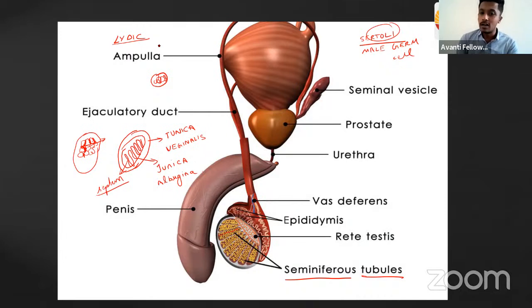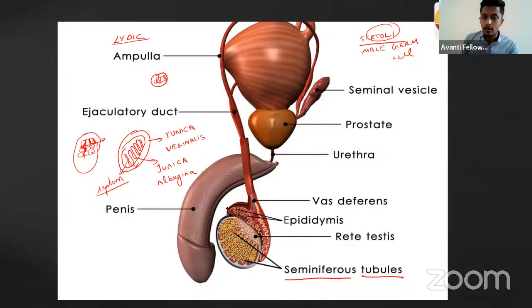Okay, so this is about the testis. Now, the sperms are produced in the seminiferous tubule. From the seminiferous tubule, you can see here, the sperms are transferred down into a wider rete testis. Okay, so from the rete testis, it opens up.